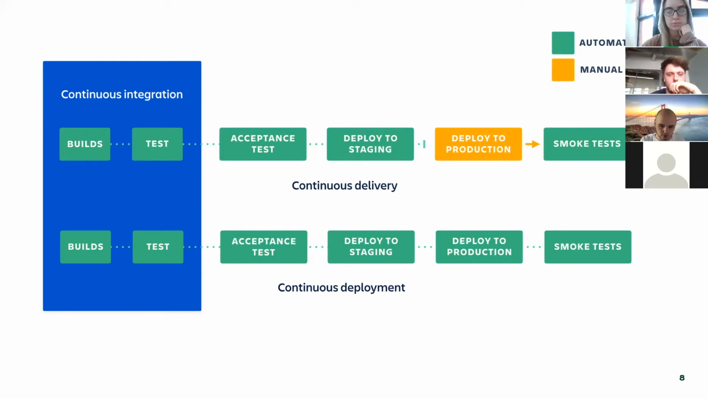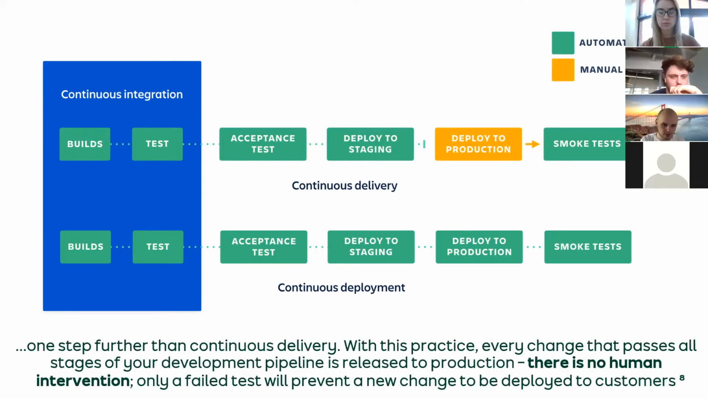So throughout all of this, we're going to be talking about pipelines. When we refer to pipelines, it is the steps involved in getting that software out to customers. So as you can see here: building, testing, acceptance tests, deploying, and smoke test.